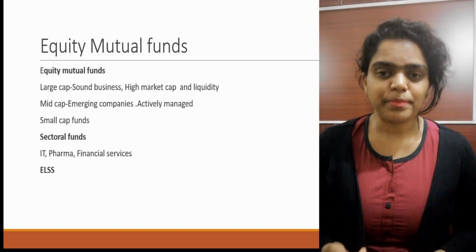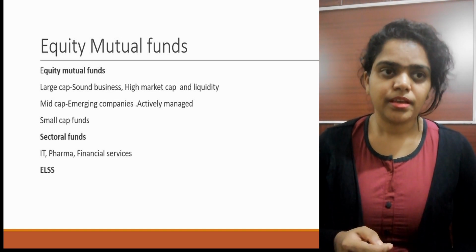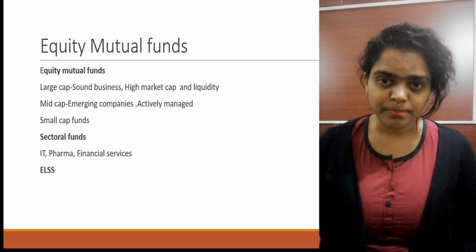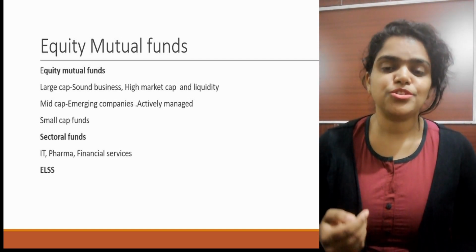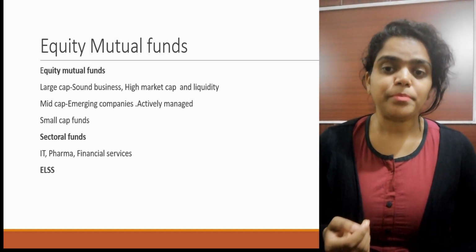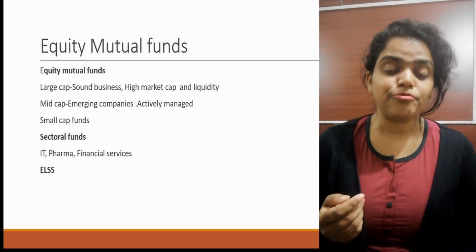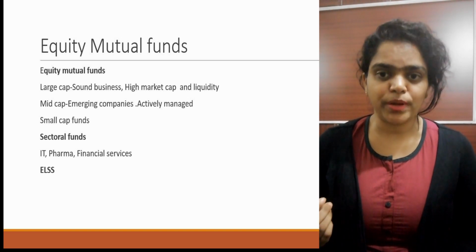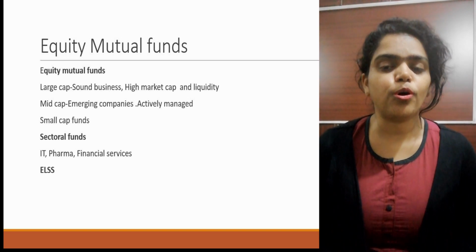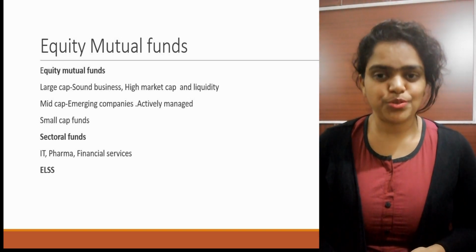Next is mid-cap companies. So it's about the mid-cap fund. Those are the mid-cap companies which are expected to grow big and give good results. They have a market capitalization between 5,000 crore and less than 20,000 crore. Here the fund manager creates a portfolio keeping all the mid-cap companies together.